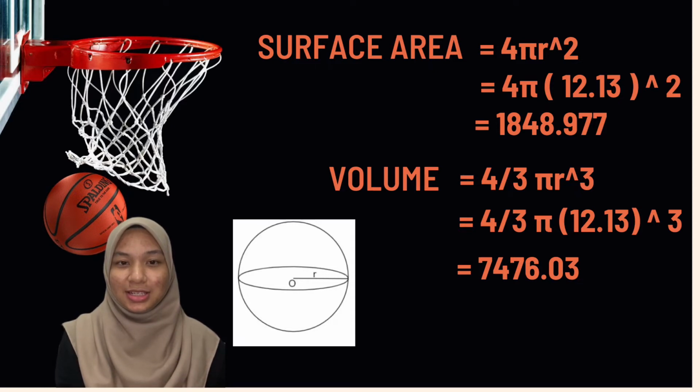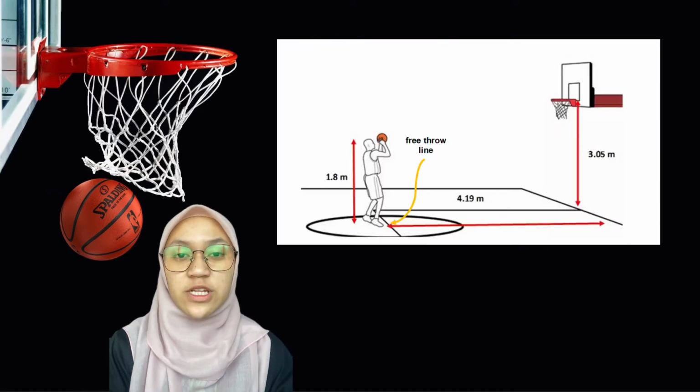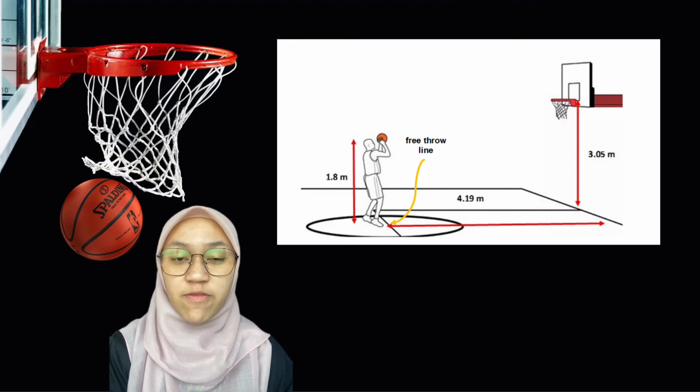Next, the formula of volume of a sphere is 4 over 3 pi radius cubed. The calculation is 4 over 3 multiplied by pi multiplied by 12.13 cubed. And the answer is 7,476.03 meters cubed.